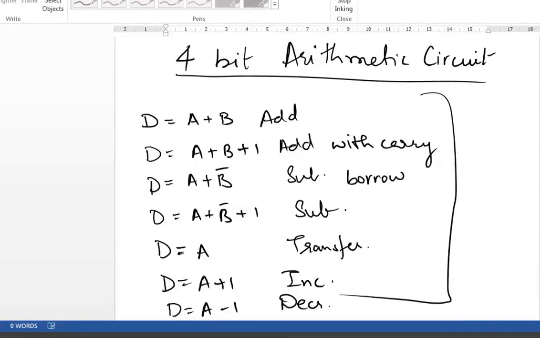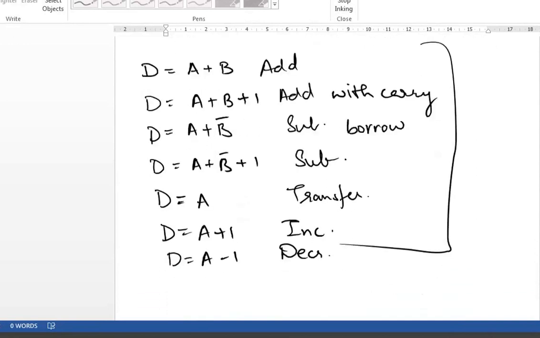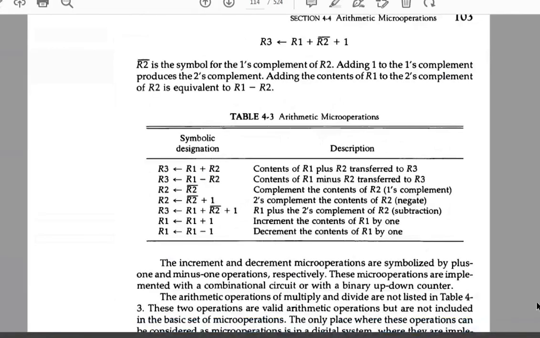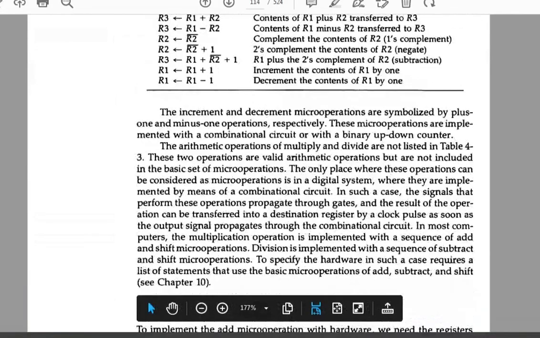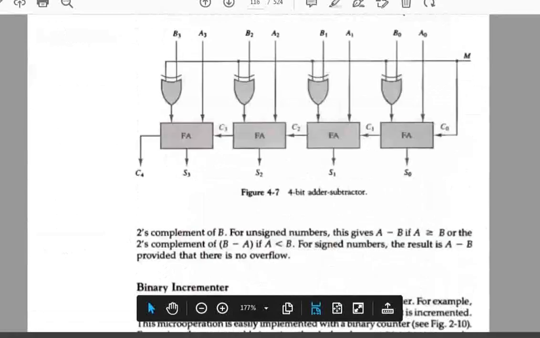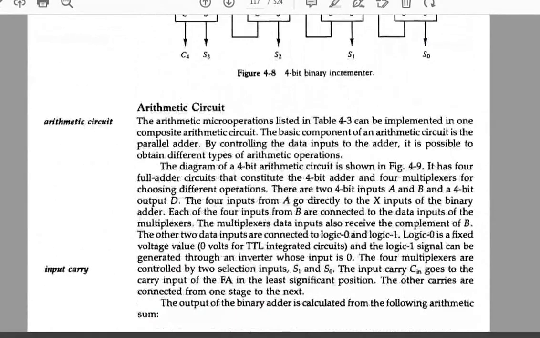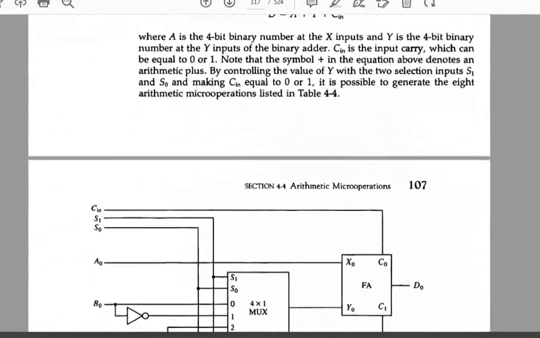Now, how are we going to do that? For this, let me show you the circuit, and from there I'll explain it to you. We have covered all this, okay? Increment, decrement, 4-bit increment.